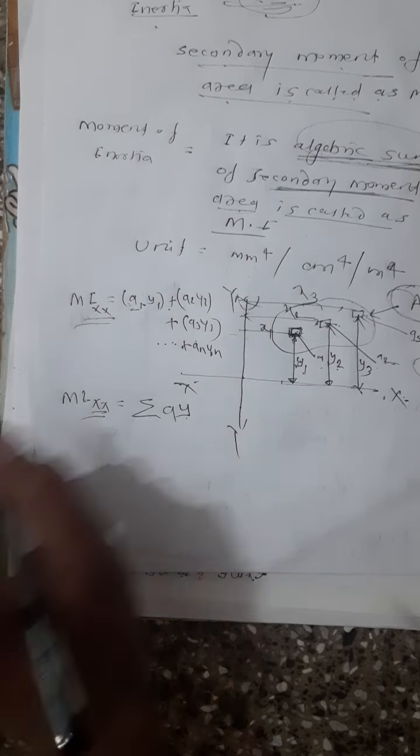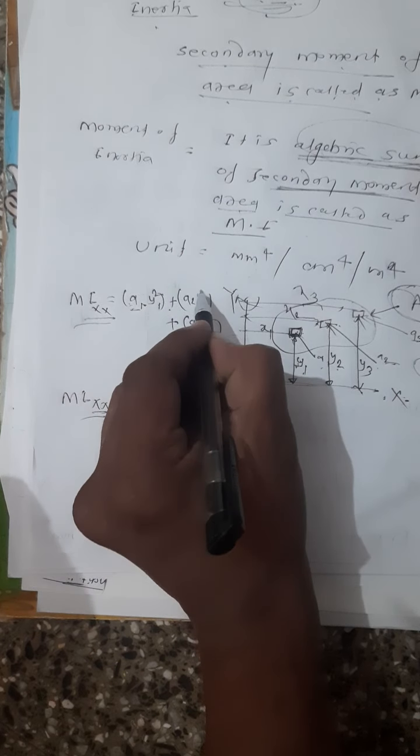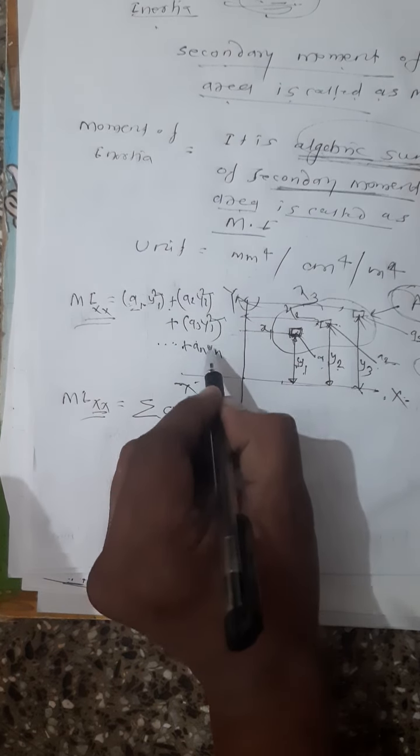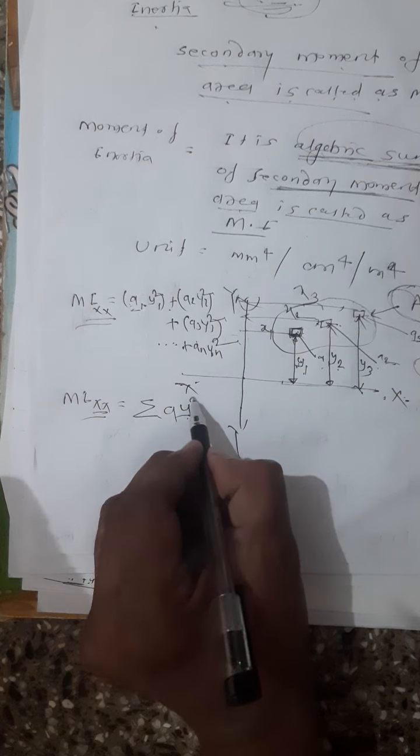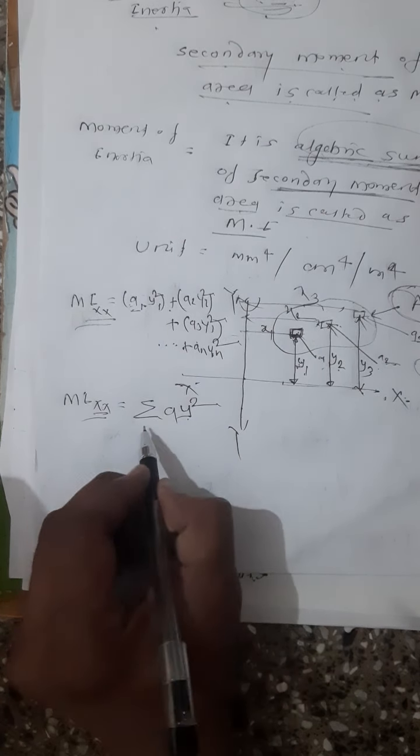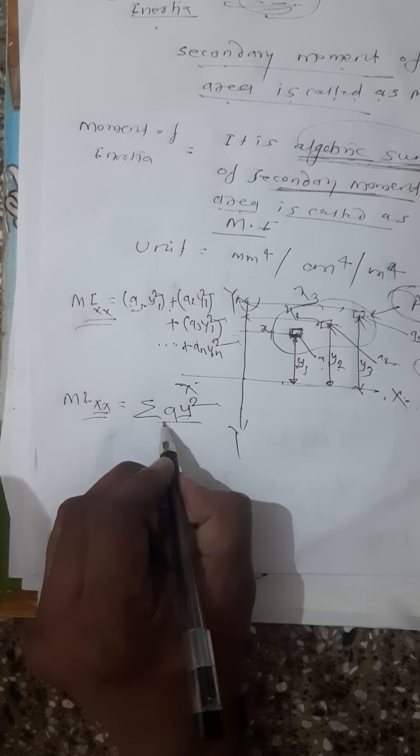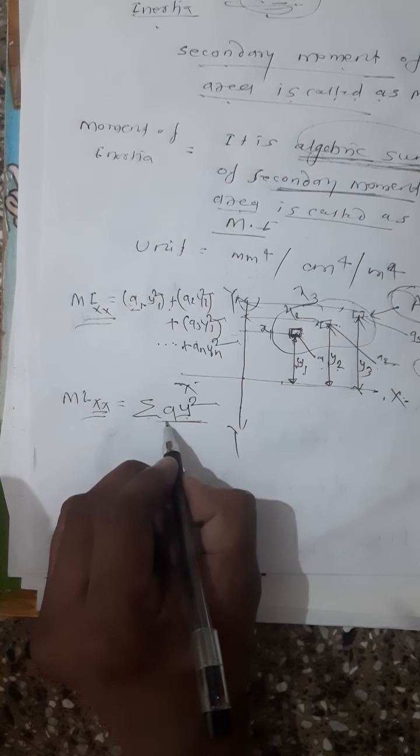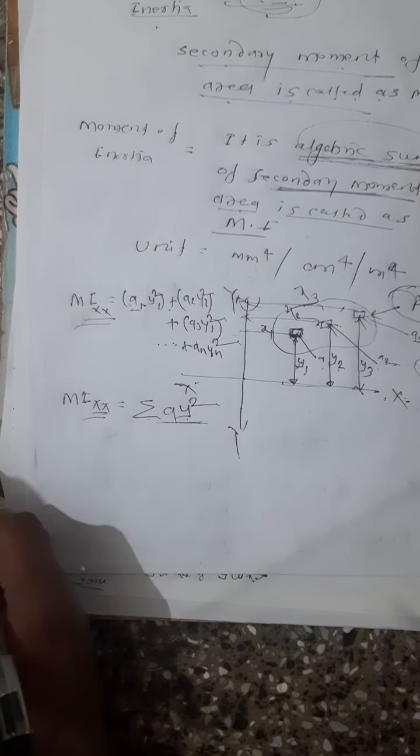Are you getting it? But the main part is the square, because this is the secondary moment of area. Are you getting it, my dear students? So the summation of the secondary moment of area is called moment of inertia.